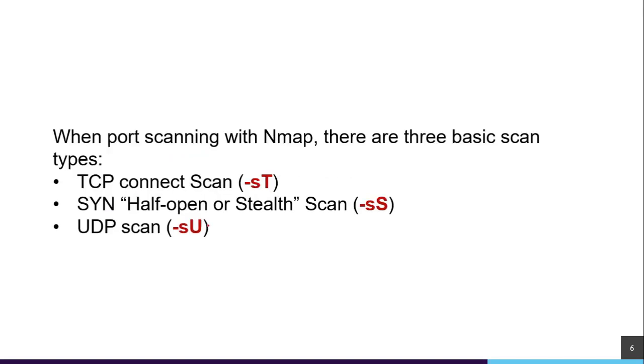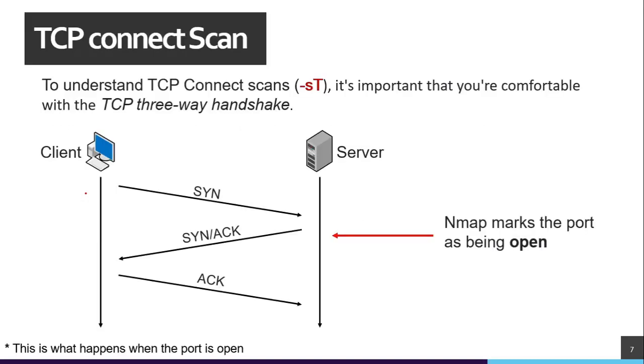Alright, so when port scanning using Nmap as a port scanner, there are 3 basic scan types. There is the TCP Connect Scan, which is the one we're going to be talking about in this video. There is the SYN scan, also known as the half-open or stealth scan, which is toggled by the switch dash lowercase s uppercase S, and there is the UDP scan. So let's get started with the TCP Connect Scan. You can use the TCP Connect Scan in Nmap by using the switch dash lowercase s uppercase T.